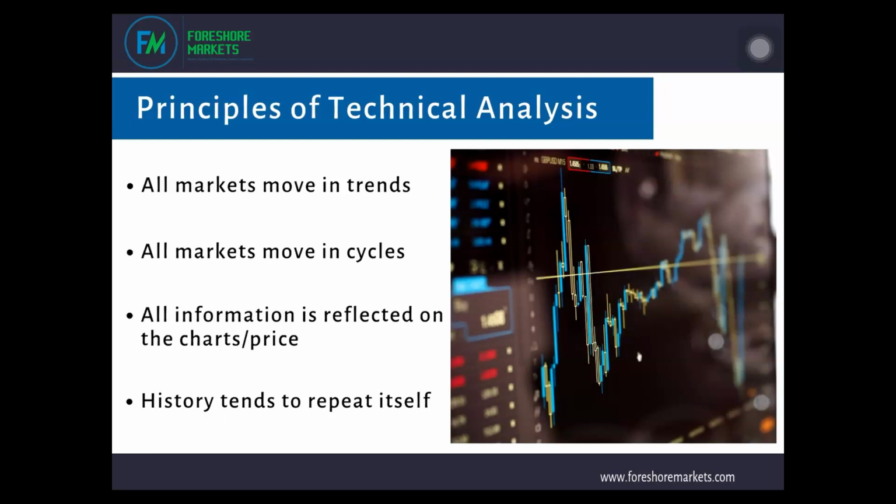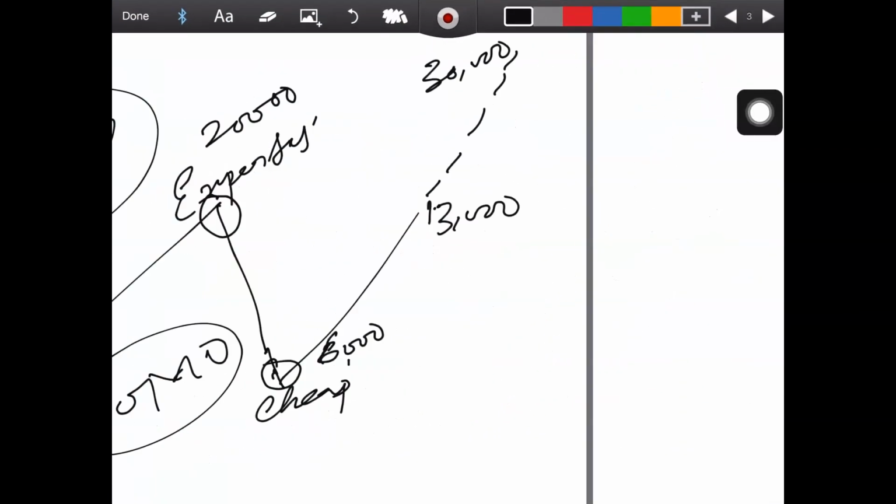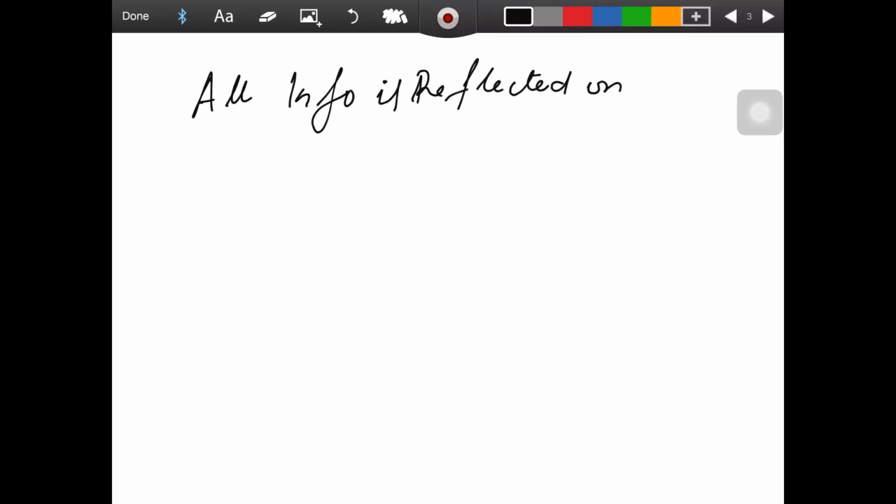Principle number two, all information is reflected on the chart or price. Okay, all information is reflected on the chart or price. This is the core belief of technical analysis.